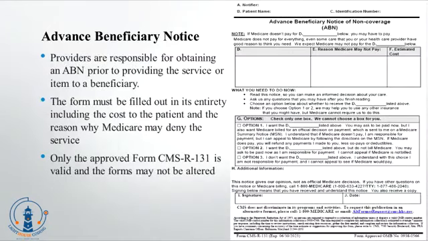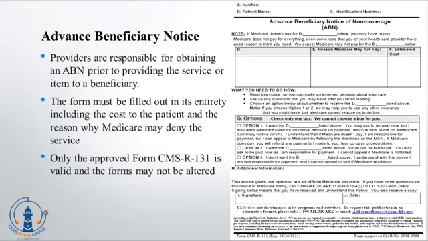Here's a snapshot of what an ABN looks like. Providers are responsible for obtaining an ABN prior to providing the service or item to a beneficiary. The form must be filled out in its entirety, as well as the cost to the patient and the reason why Medicare may deny the service.